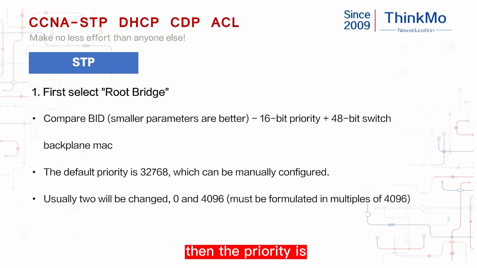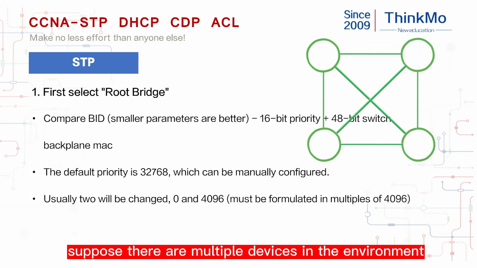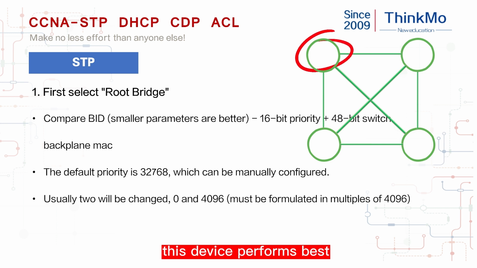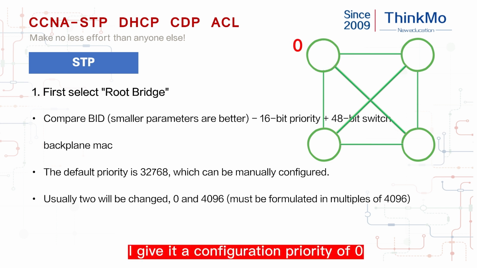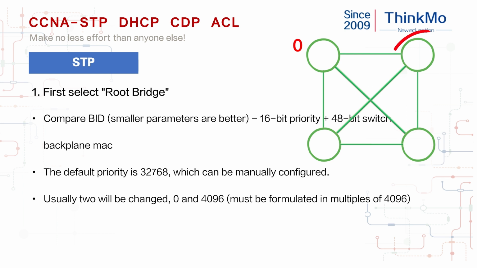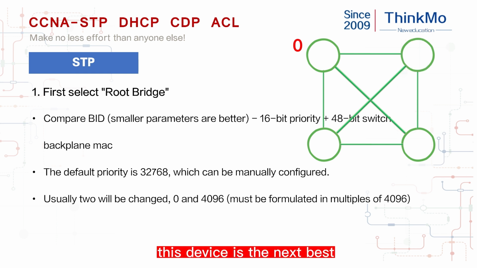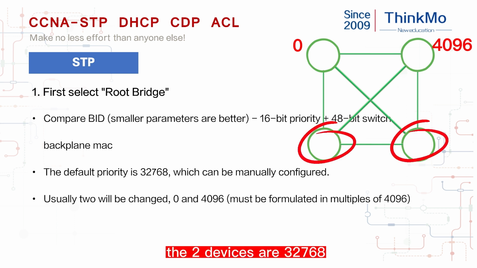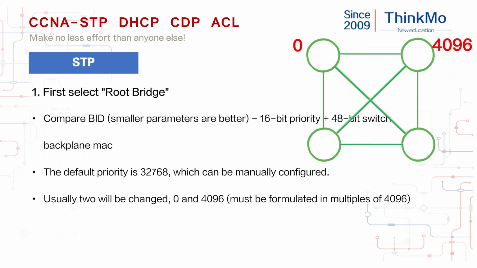Then the priority is 4096 to become the root. Generally speaking, suppose there are multiple devices in the environment. For example, this device performs best. I give it a configuration priority of 0. This device is the next best. I configure it to 4096. The two devices are 32768.